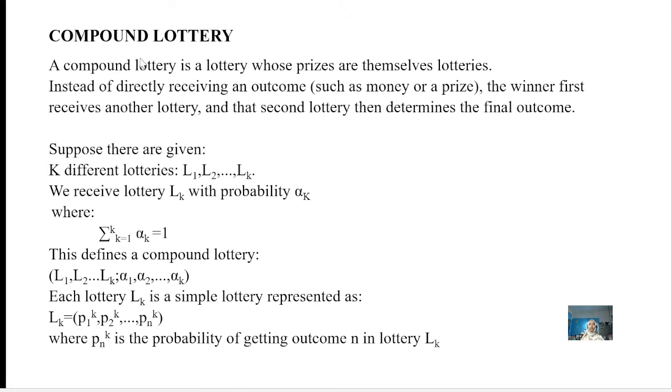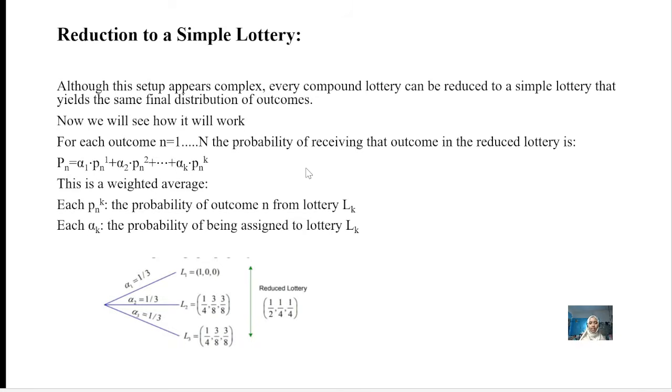Also we have to know what compound lotteries are. Compound lotteries are lotteries whose prizes are themselves lotteries, meaning instead of receiving an outcome directly, the winner first receives another lottery, and that second lottery then determines the final outcome. And then reduction to a simple lottery: although this setup appears complex, every compound lottery can be reduced to a simple lottery that has the same final distribution of outcomes.